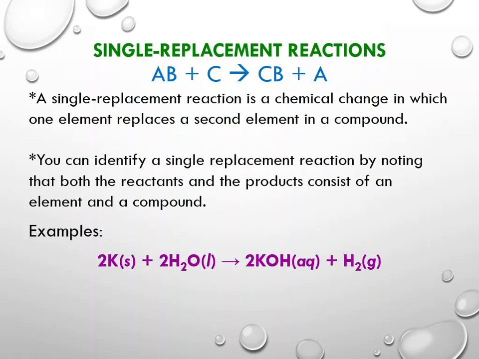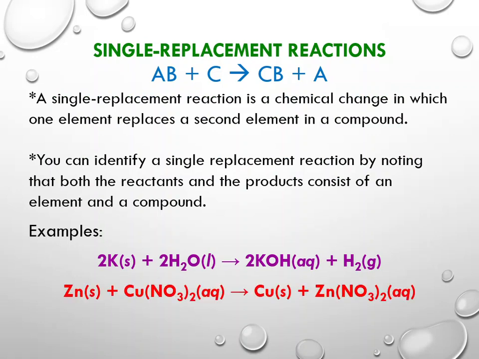Examples here, we see that K is going to switch with the hydrogen in the water. We already went over that last time, but we're going to reiterate and go over these again and how to predict them and write the correct formulas. Also here, another example, the zinc is replacing or displacing the copper. You can call it replacement or displacement. You might see it written both ways.